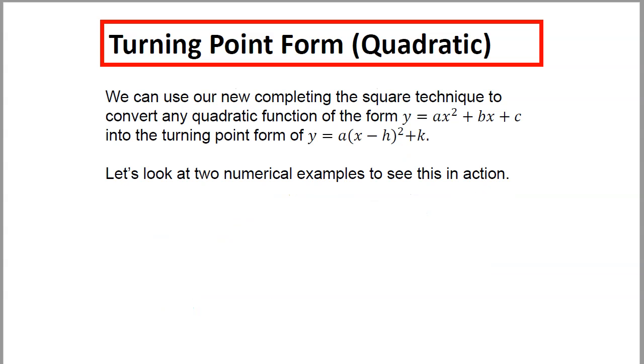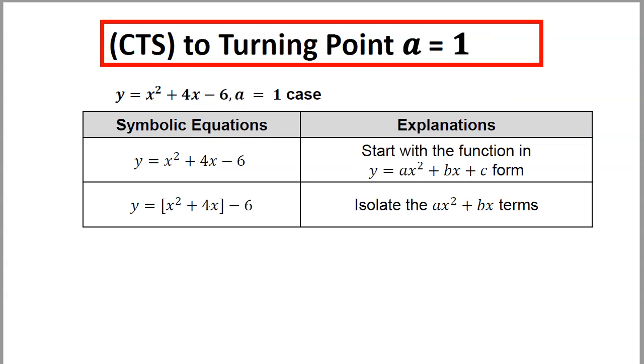We can now use our completing the square technique to convert any quadratic function into turning point form. Let's look at two numerical examples to see this in action. We'll start with the case where our leading coefficient a is 1. Our function is y equals x squared plus 4x minus 6.